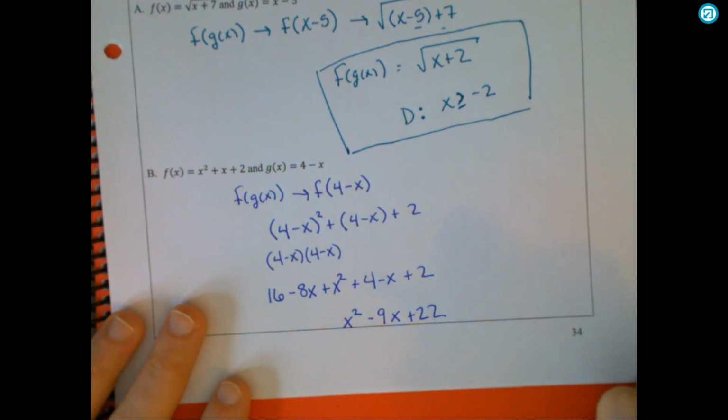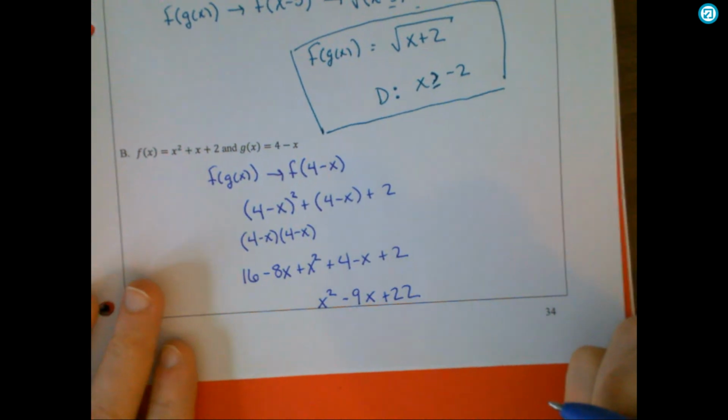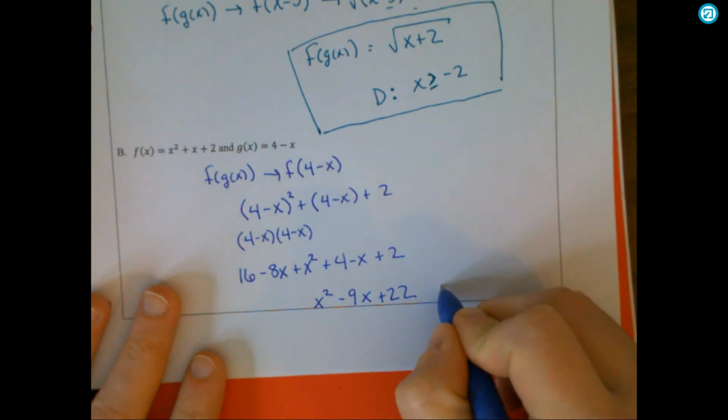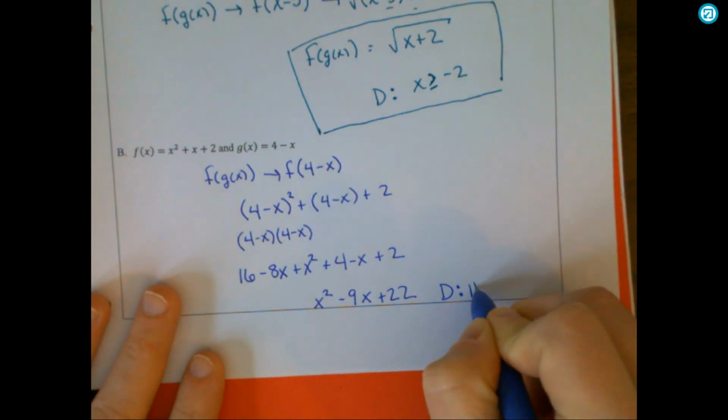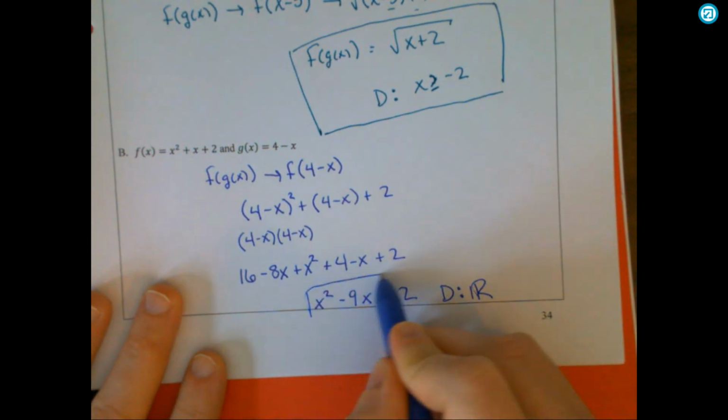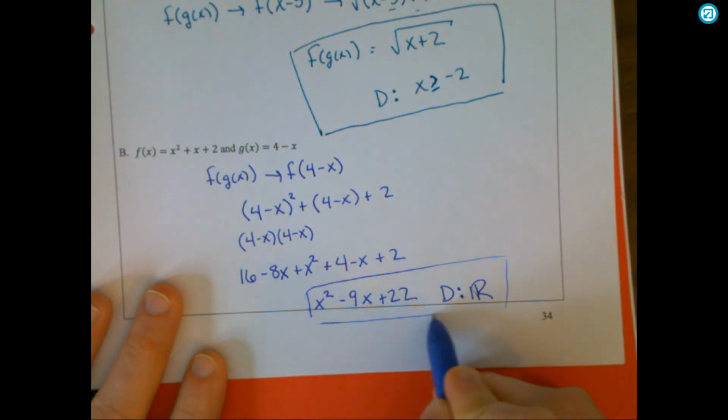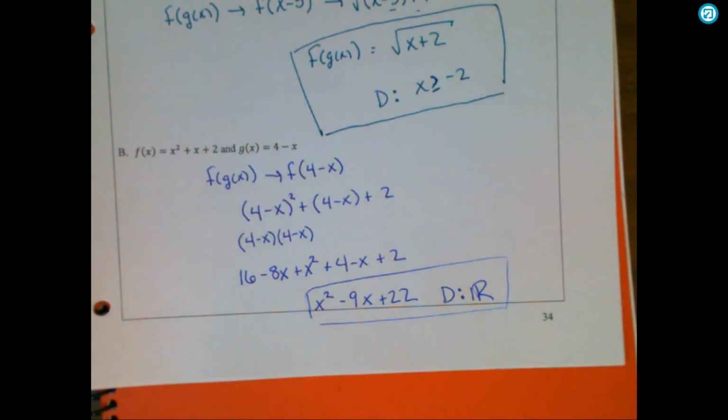So this problem actually wasn't that bad. Domain, there's no fractions, there's no square roots, so domain's simple. It's just going to be all real numbers. And that is all of section 5.5.